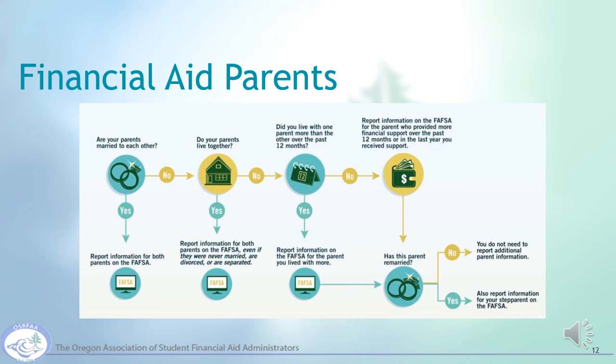If the student lived with both parents equally, then to break this tie, we ask which parent provided more financial support. Consider who may have provided health insurance, paid for car insurance, or perhaps footed the cell phone bill. Note that this question doesn't ask which parent claimed the student on their federal income tax returns. Instead, it asks which parent provided more financial support in the last 12 months. This parent is the financial aid parent for the FAFSA or ORSAA. The other parent's information is not reported on the FAFSA or ORSAA.